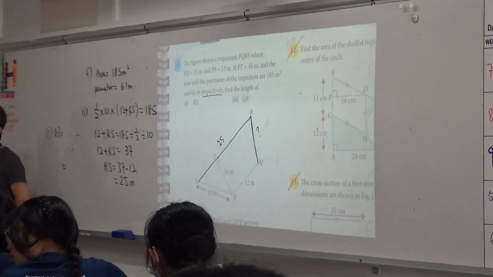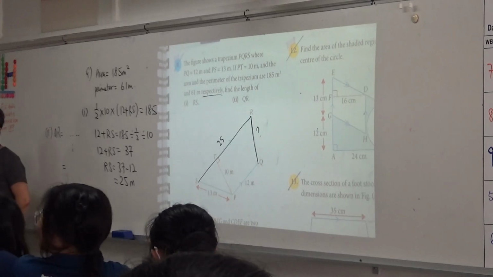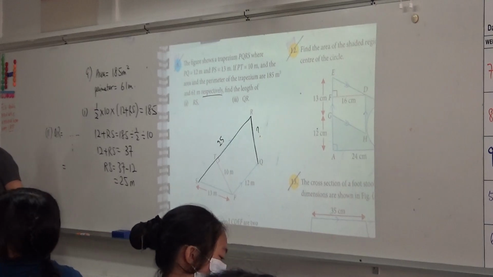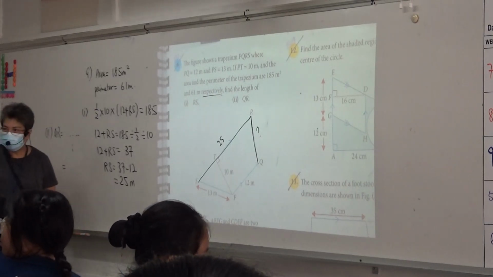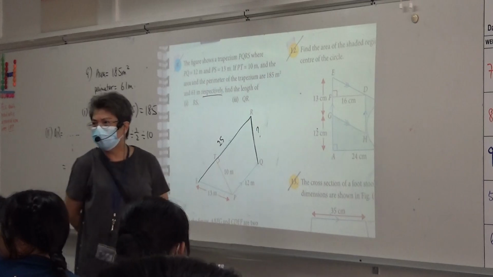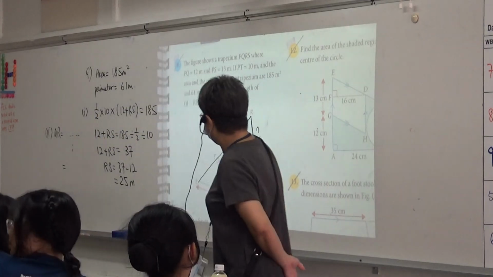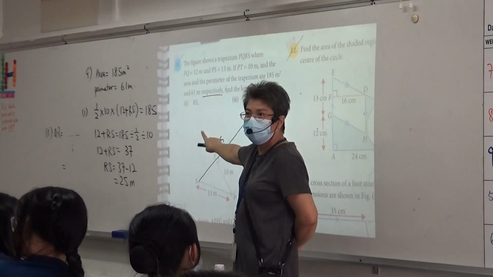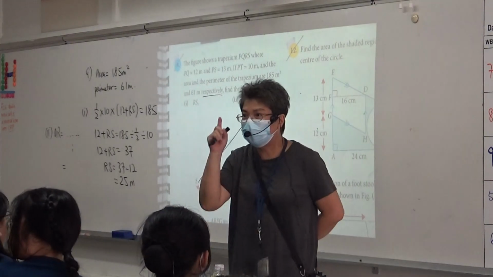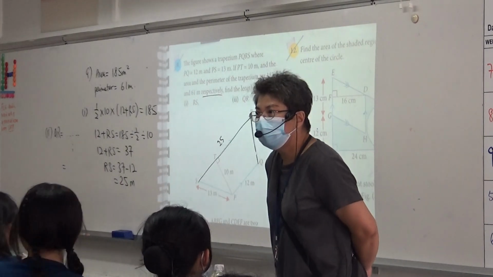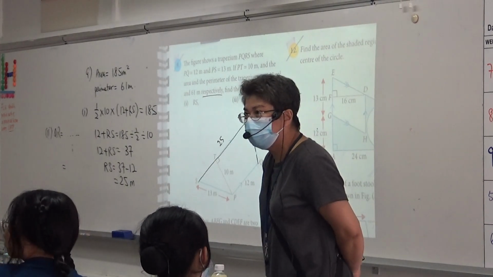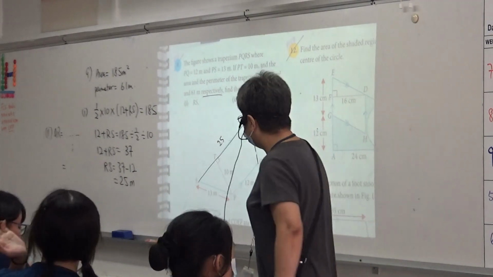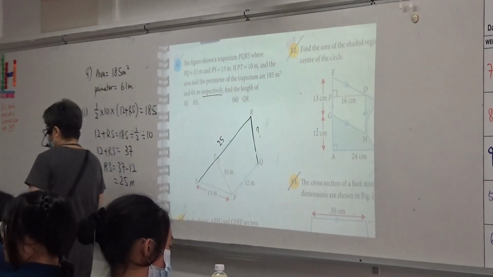Can you see? Now, let me ask you one question. Is it possible to find the perimeter first? That means find this length first, QR first. Cannot. I must find RS first. Then I can find QR. Can you see that? Because you don't even know the length. You need to know 3 lengths first before find the 4th length. Everybody okay? Alright, good. Now I'm going to give you 5 minutes.